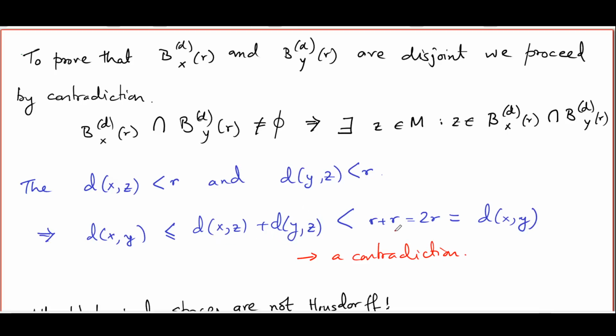Both of these are less than r, so this must be less than r plus r equals 2r. And this, of course, is d(x, y). So we end up with a statement that d(x, y) has to be less than d(x, y), which of course is a contradiction. So, on a metric space, you will definitely find open balls which contain two distinct points and which are disjoint, and therefore, because open balls are open sets, every metric space is a Hausdorff space.